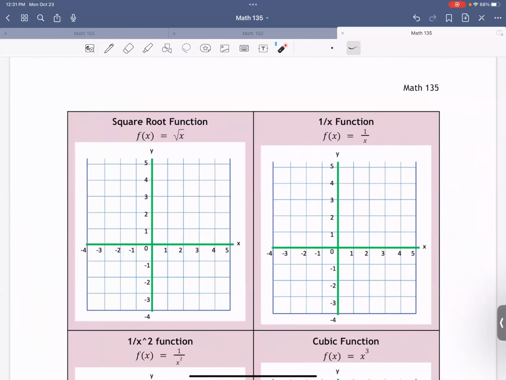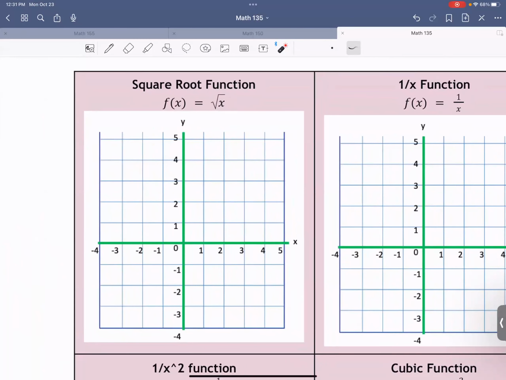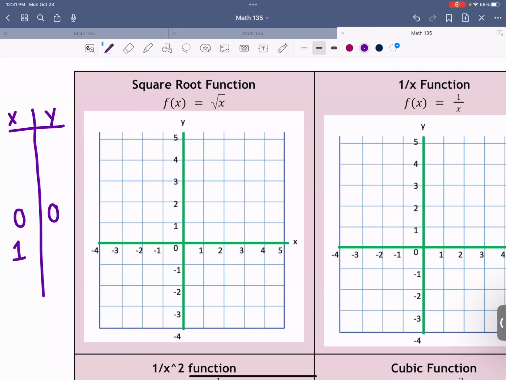Square root function. I don't think we talked about this one yet. The square root of x, remember, is just like a fractional power, to the 1/2. Let's see what happens here. Okay, let's make our x and y chart. What's the square root of 0? 0. What's the square root of 1? 1. That was kind of tricky. I would ask you the square root of 2, but it's going to be a decimal.